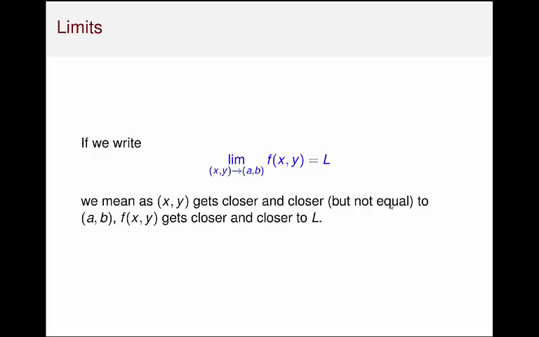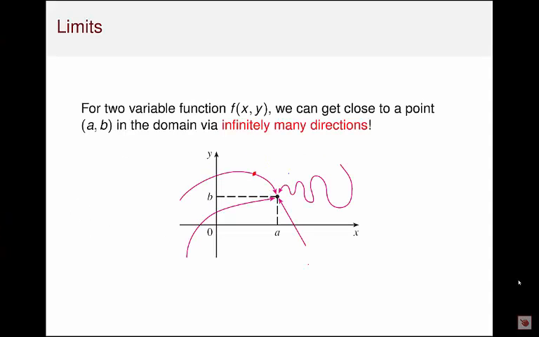Before we look at this informal description of limits in a more rigorous manner, let's look at what we mean by (x, y) getting closer to a point (a, b). Well, as it turns out, for functions of two variables, any point (x, y) in the domain can get close to a point (a, b) in infinitely many directions.